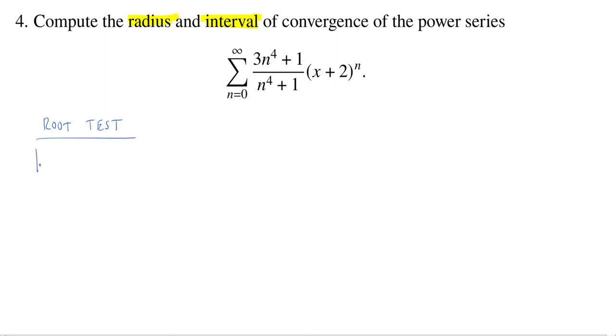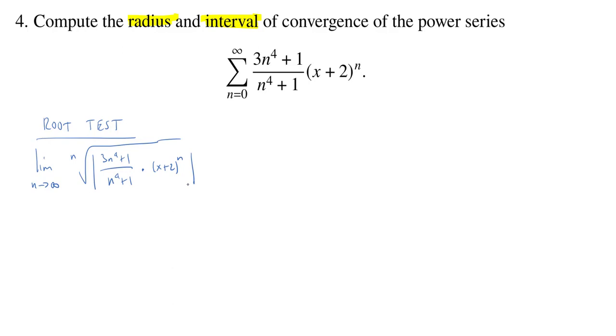So with the root test, we need to take the limit as n goes to infinity of the nth root of the absolute value of (3n to the fourth plus 1) over (n to the fourth plus 1) times the nth power of (x plus 2). Now, the absolute value of a product or of a quotient is just the product or quotient of the absolute values, and the same works with the nth root. So I can break this limit up as the nth root of the absolute value of each of these individual factors.